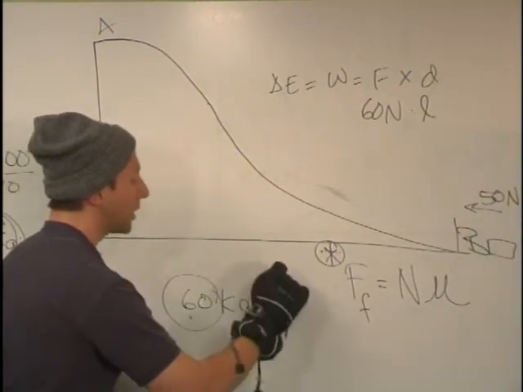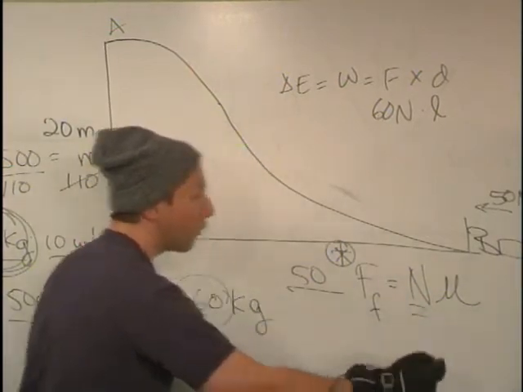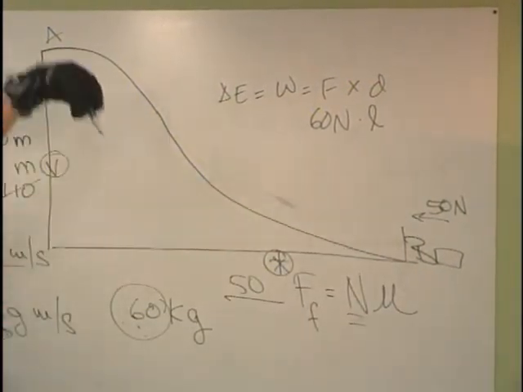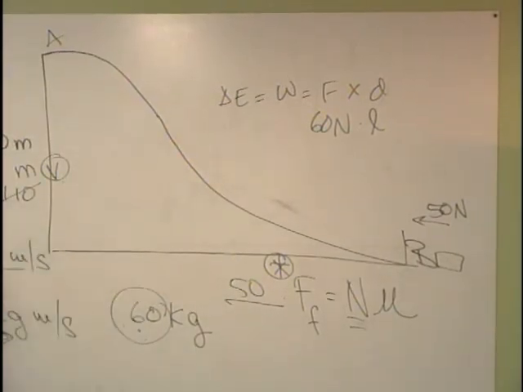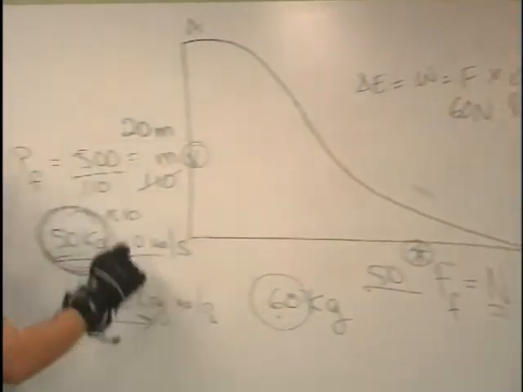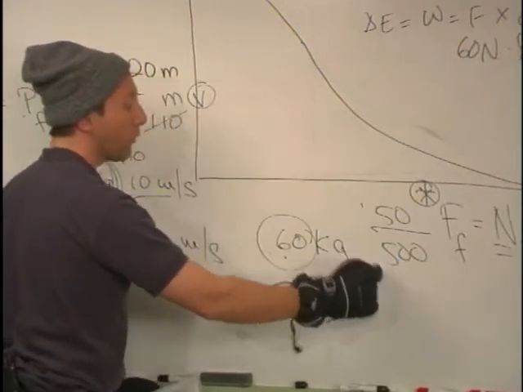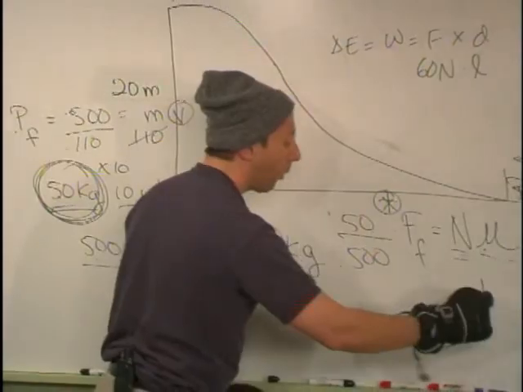We know the force due to friction here is 50. We know the normal force after point B, the sled and rider are sitting on a flat surface, so the normal force will oppose their gravitational force, 50 kilograms times 10 meters per second squared, or 500. 50 over 500 gives us mu. That would be 0.1. What's the best answer? Choice A. Choice A. Love how this stuff works.